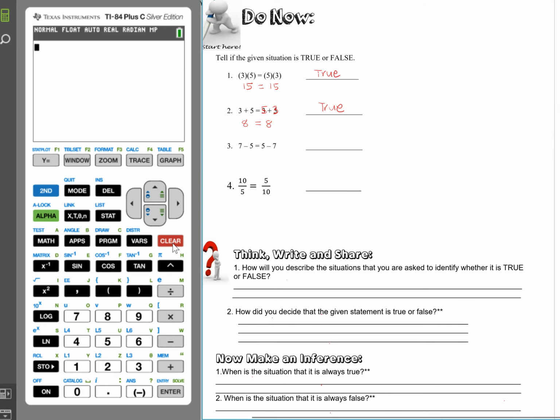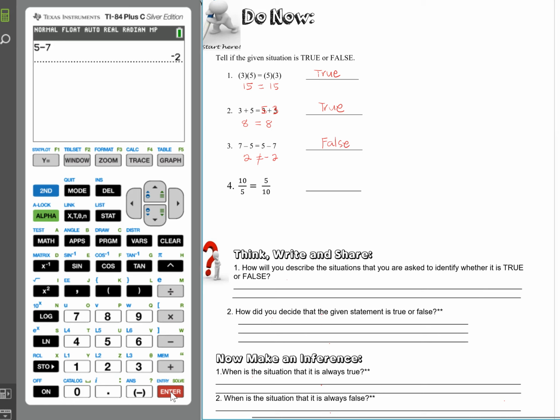For number 3, you have 7 minus 5 is equal to 2. And 5 minus 7, I will just use a calculator. 5 minus 7 gives me negative 2. And clearly these values are not equal. So this one is not equal to this, which means that the situation 7 minus 5 equals 5 minus 7 is not a true situation. So I would say this one is a false situation.